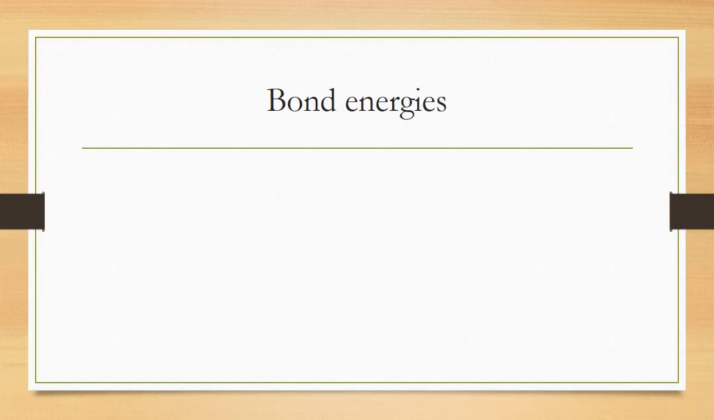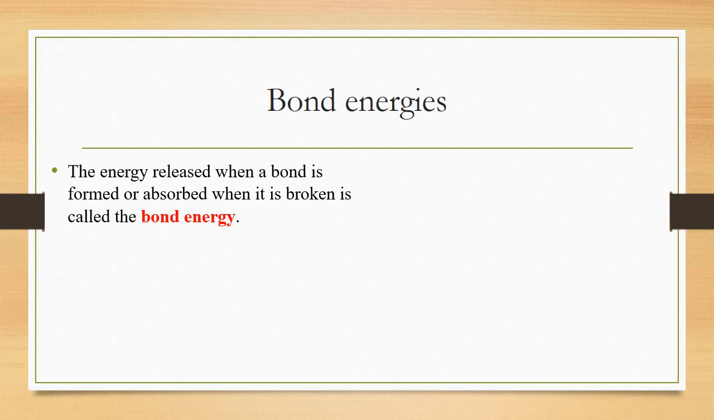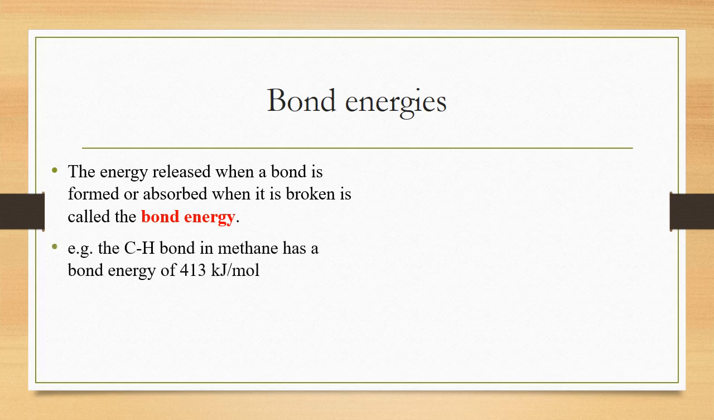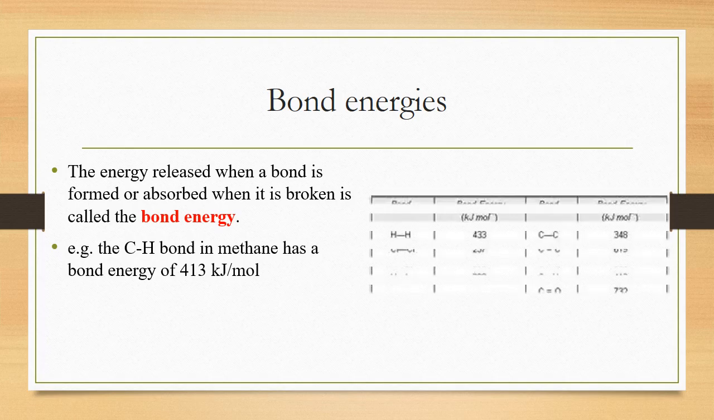So you can work this out theoretically by looking at bond energies. Energy is released into the surroundings when a bond is formed, or absorbed from the surroundings when it's broken, because it requires energy to break the bond. This is called bond energy. As an example, the C-H bond of methane has a bond energy of 413 kilojoules per mole. Quite a lot of energy.